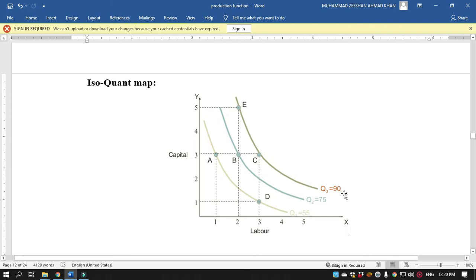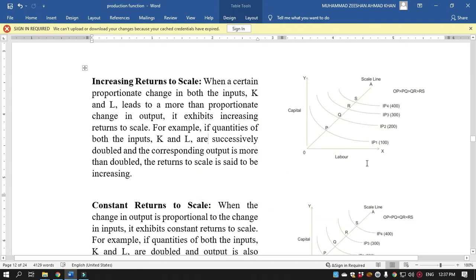So obviously a producer wants to maximize his production. A producer would go for the highest level of output of 90 units by choosing any combination of labor and capital which maximizes his production while keeping cost at a minimum. Another concept is return to scale in production.